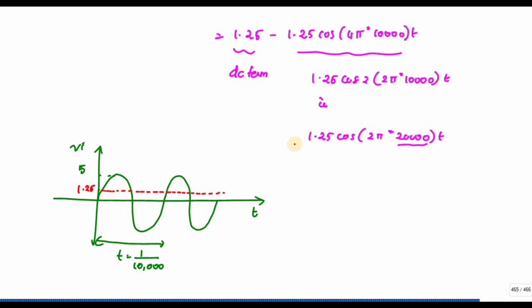Upon this one, you will get a minus cos term. Minus cos means it will start from here and it will end here, right? So this is the output you will get. This is my output and this is my input, and this is nothing but my DC term.